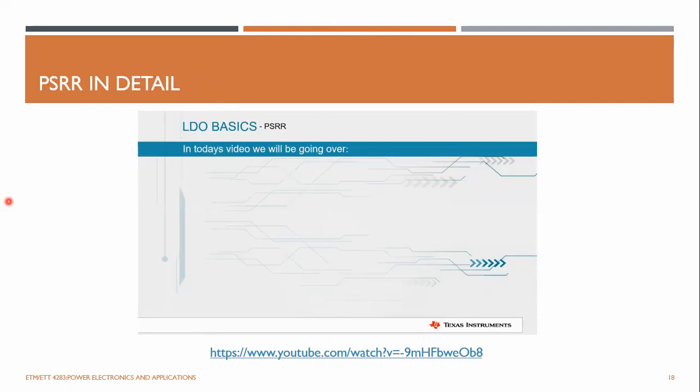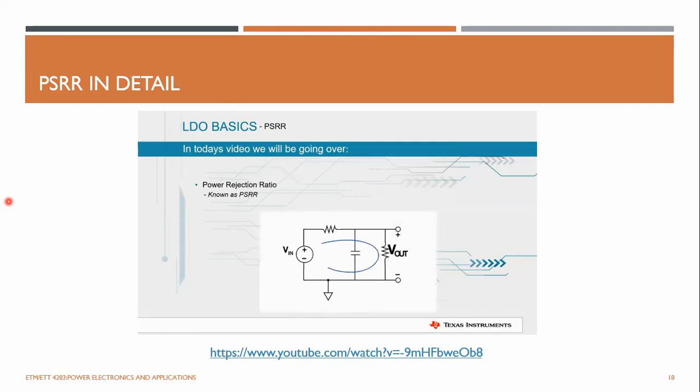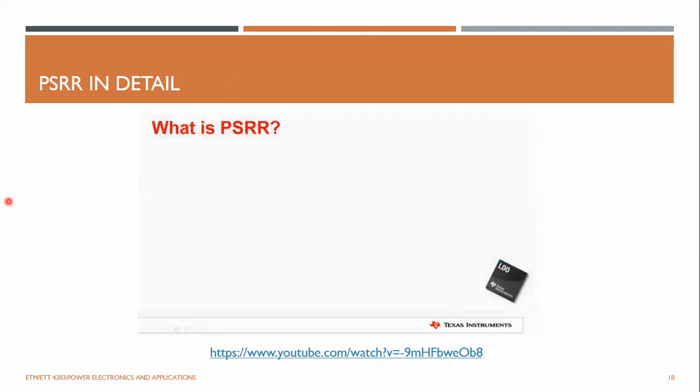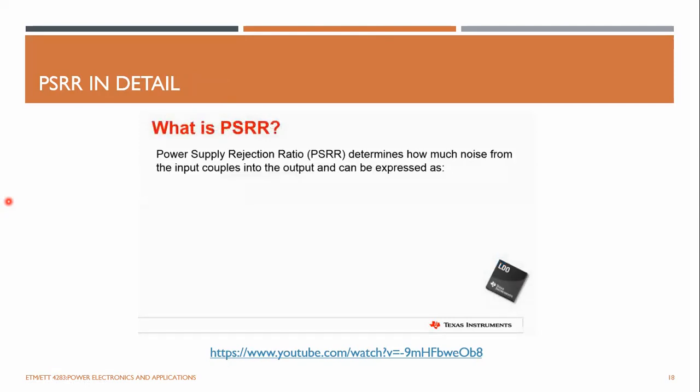In today's video, we'll be going over power supply rejection ratio, otherwise known as PSRR, and why the ability to attenuate voltage ripple generated by switch mode power supplies is one of the most touted benefits of low dropout regulators, or LDOs. Let's begin. So what exactly is PSRR?